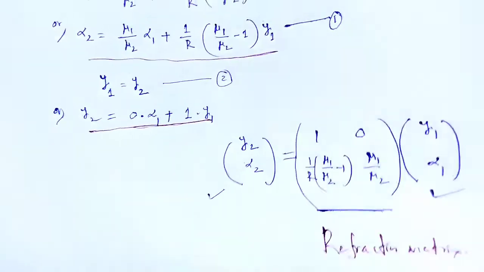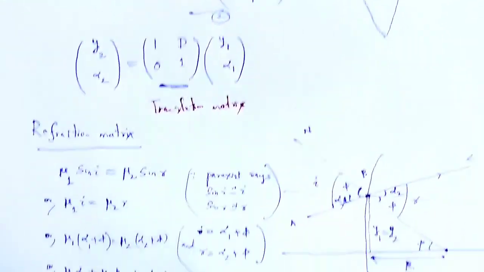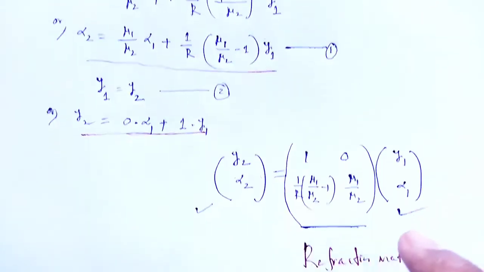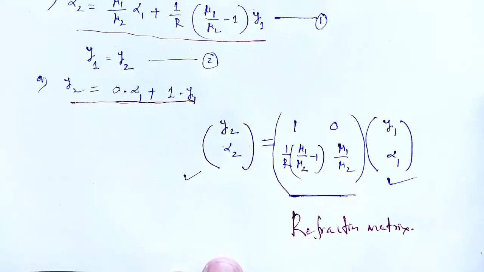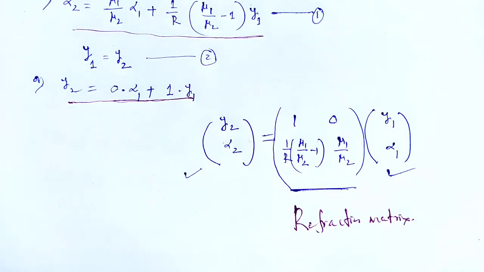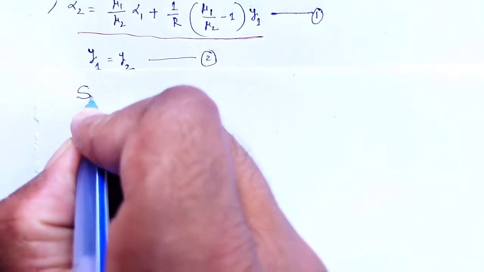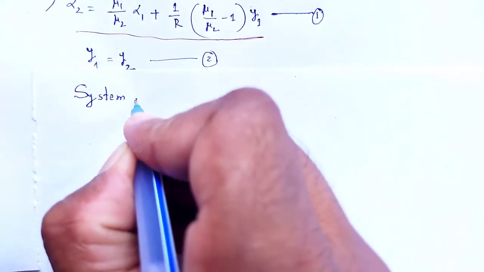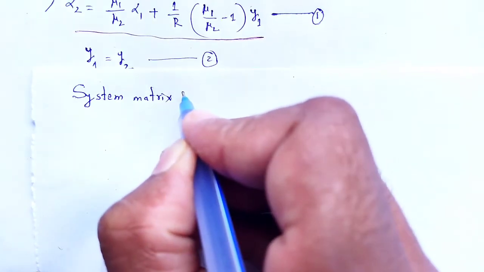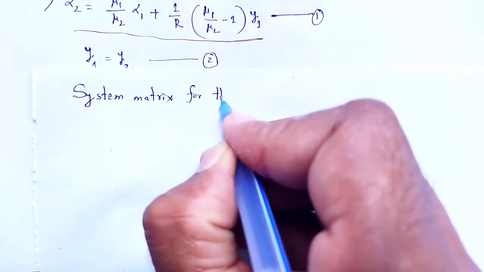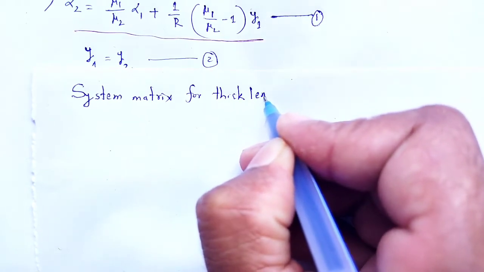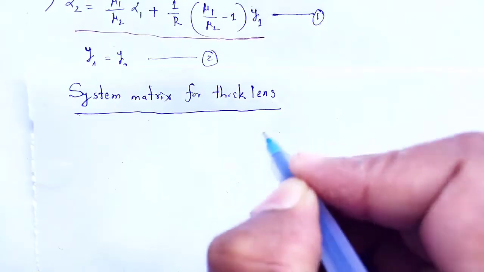So in this way we calculate both translation matrix and refraction matrix. Now we calculate the system matrix for thick lens and thin lens. Let us calculate the system matrix for thick lens. How to calculate the system matrix for thick lens?